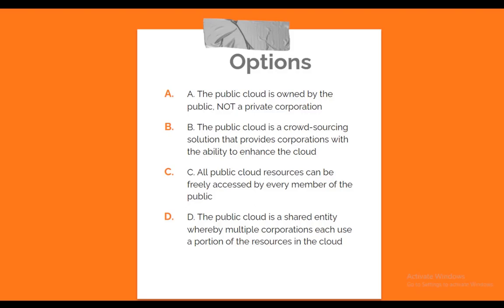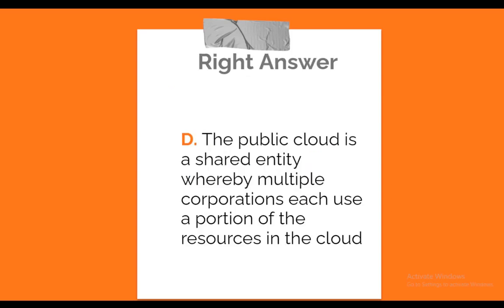Option A, the public cloud is owned by the public, not a private corporation. Option B, the public cloud is a crowdsourcing solution that provides corporations with the ability to enhance the cloud. Option C, all public cloud resources can be freely accessed by every member of the public. Option D, the public cloud is a shared entity whereby multiple corporations each use a portion of the resources in the cloud. And the correct answer is Option D.